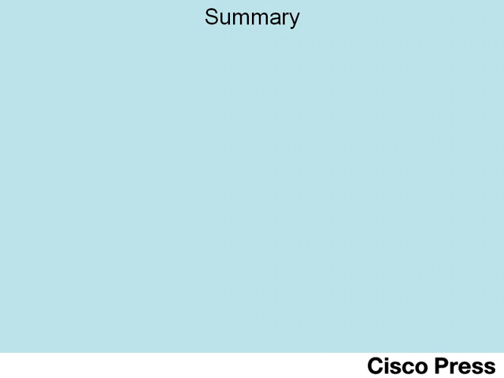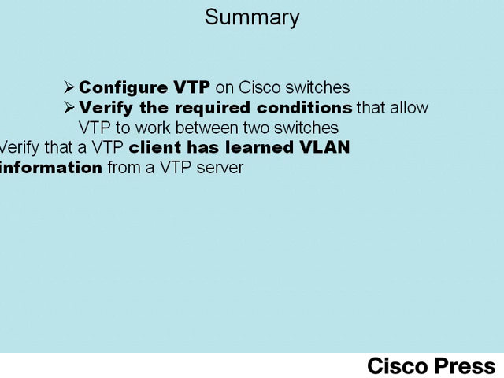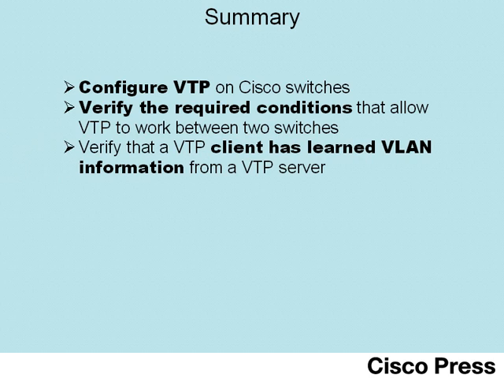This concludes ICND2 Lab 2. In this lab, you've learned how to better configure VTP on Cisco switches. You learned how to verify that the required conditions are met that allow VTP switches to communicate. And you've seen how to verify that a VTP client has learned VLAN information from a VTP server.